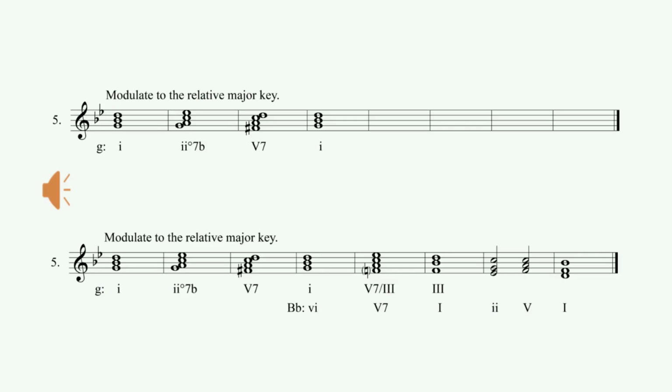Note that during the modulation to B flat major, I have used an F natural instead of F sharp, because we are no longer thinking about the G harmonic minor scale. Let's have a listen to how a minor key modulated to its relative major.